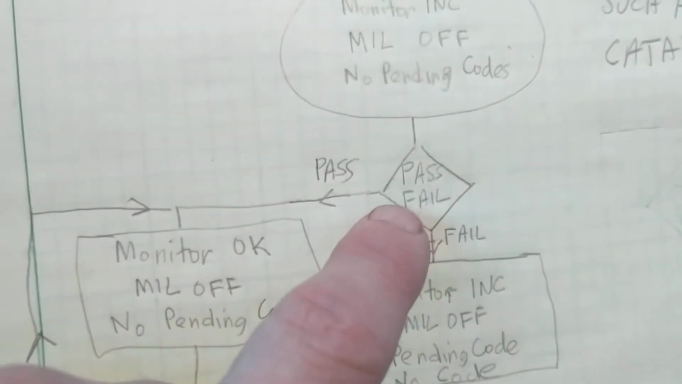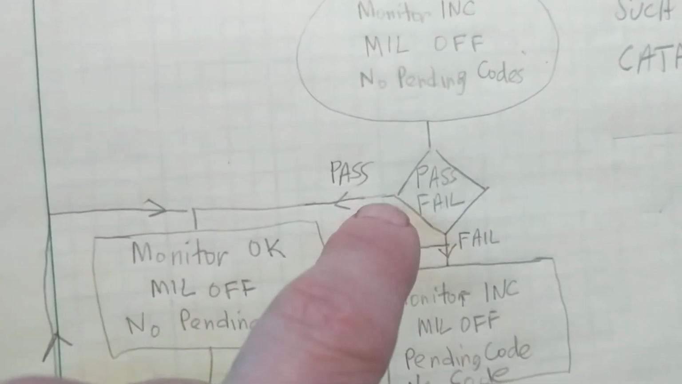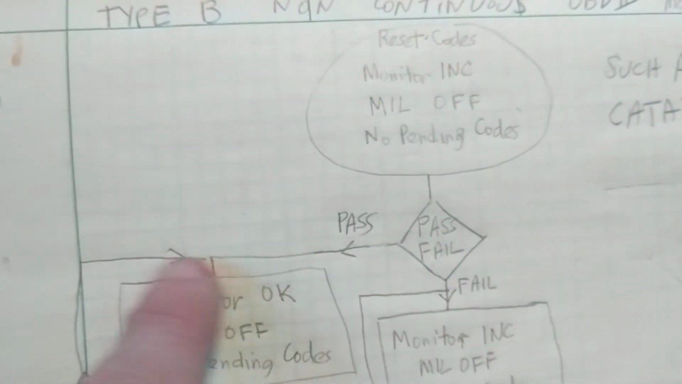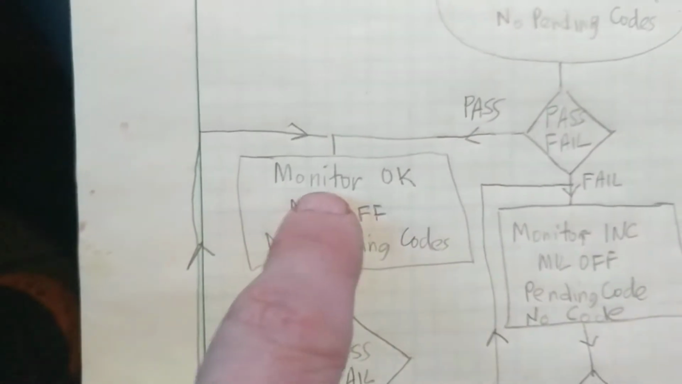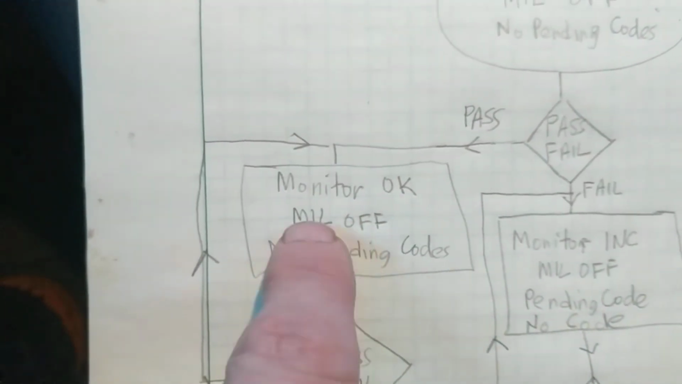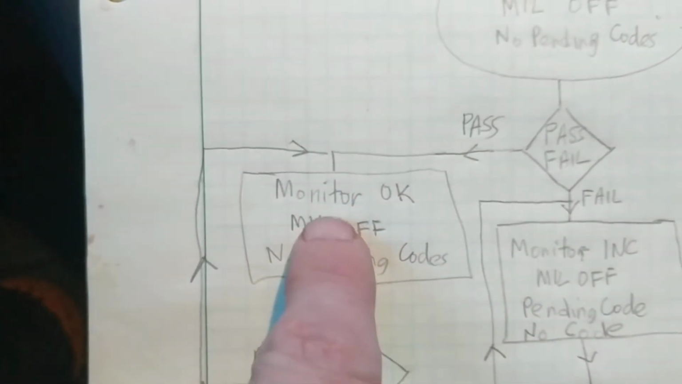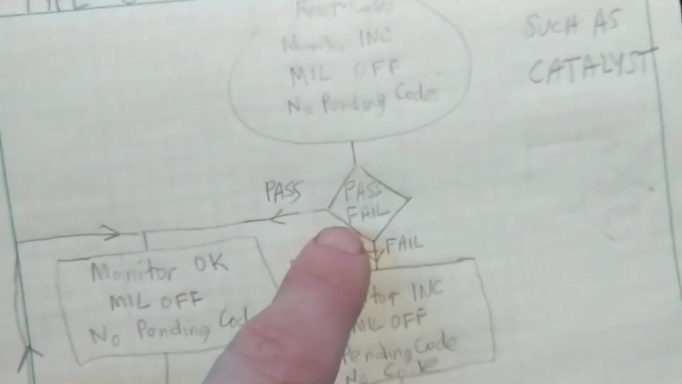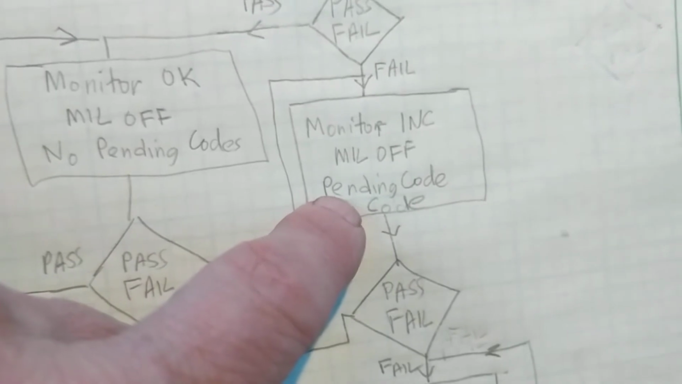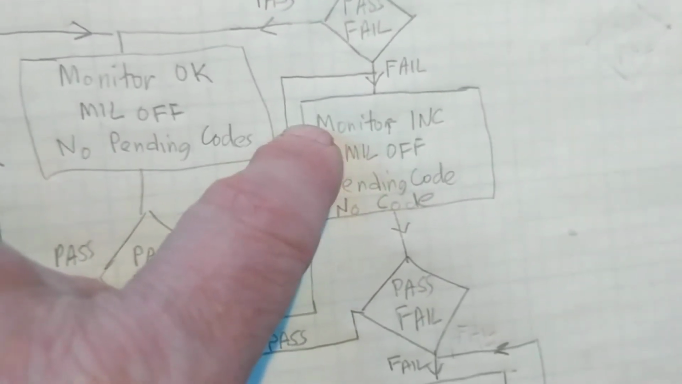Now, if you drive it, and it's a drive cycle which qualifies for the catalyst monitor, then if you pass, you fall into this category. The monitor is okay. The check engine light is off, and there are no pending codes. That's ready for inspection. Now, if it fails, it goes into the status where there is a pending code. The monitor is still incomplete. It's not ready for inspection.